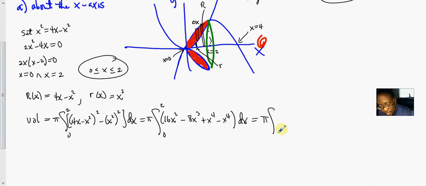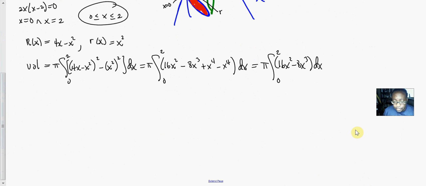So this is pi times the integral from 0 to 2 of 16x squared minus 8x to the third dx. So the volume is pi. We can integrate now. So this is 16x to the third all over 3 minus 8x to the fourth divided by 4, so that's 2x to the fourth. This is evaluated from 0 to 2.